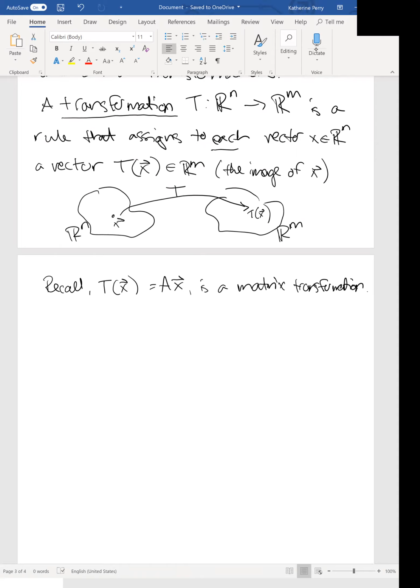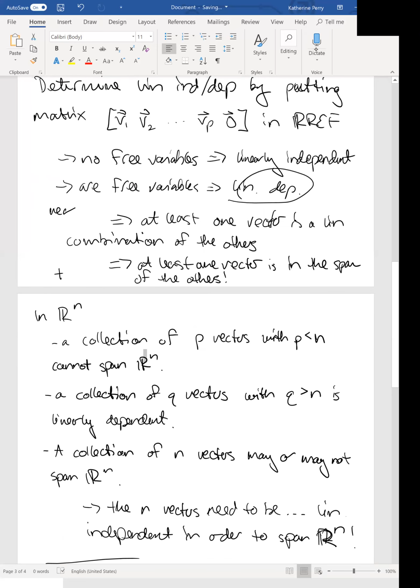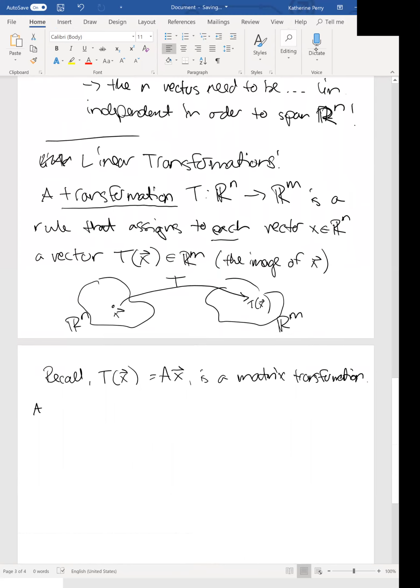And so we said that a transformation, sorry, getting used to new technology.